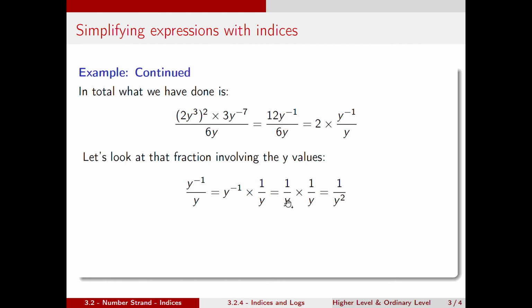Now we're multiplying two rational numbers together, so when we do that we multiply the top by the top and we multiply the bottom by the bottom and put them all as one fraction. So 1 over y times 1 over y will become 1 over y squared. So from 2 times y to the power of minus 1 over y, we end up with 2 times 1 over y squared, or 2 over y squared. Again, the number goes onto the top of the fraction.